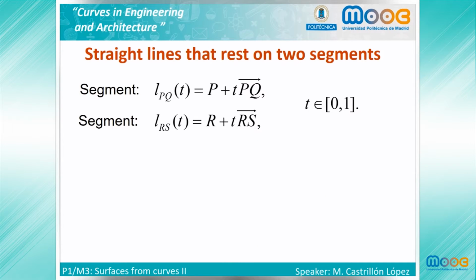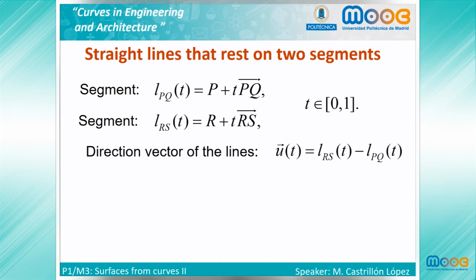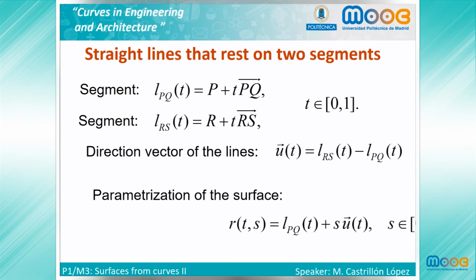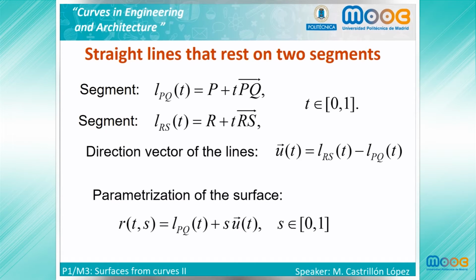We now parametrize this surface. We first parametrize the two red segments PQ and RS. The direction vector of the lines is the vector with endpoints in each of the segments. And we then obtain the parametrization of the surface by adding to a point in the segment PQ a vector in the direction u of t. Note that for each value of the parameter t, we obtain one blue segment.